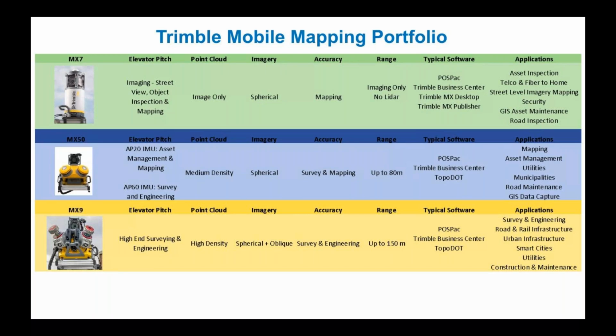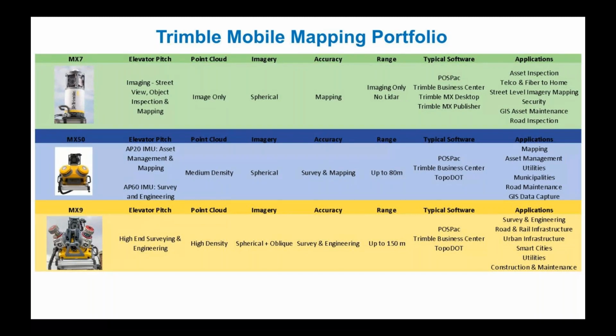So each system adds more elements to it, right? The MX50 adds in Trimble laser profilers. They're basically X7s. And then the MX9 has Riegl laser heads. It also adds in 12 megapixel planar cameras. So you can imagine, and this slide breaks it down for you, depending on project needs, what type of information you need, higher resolution imagery requirements, and so forth.